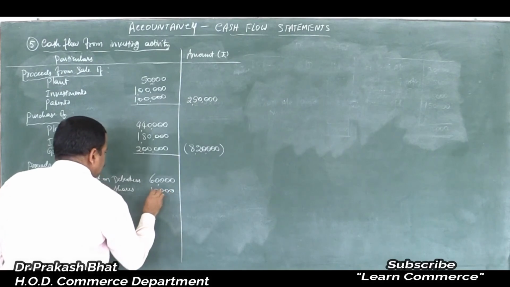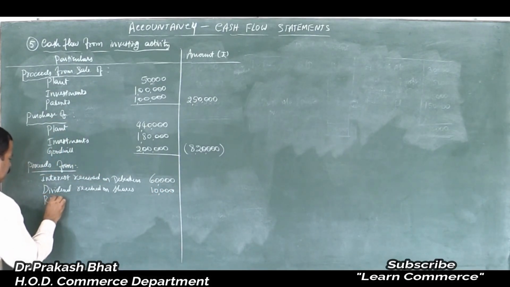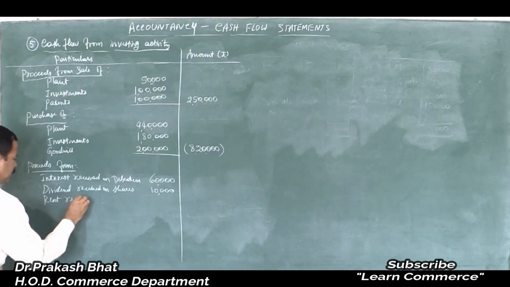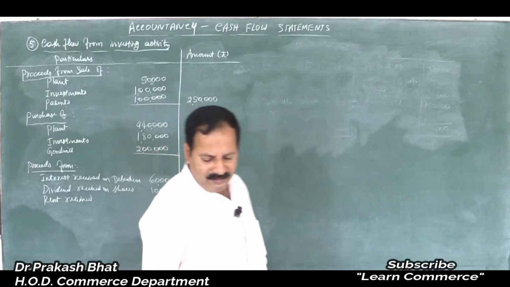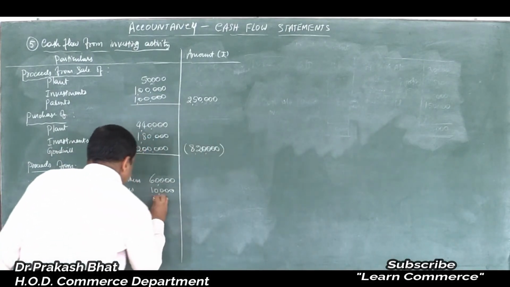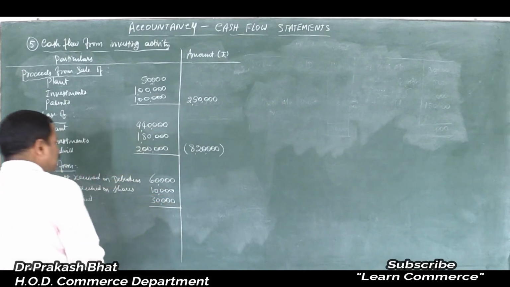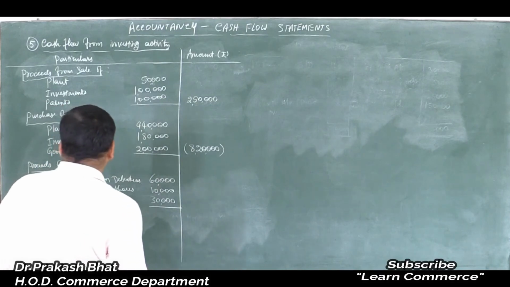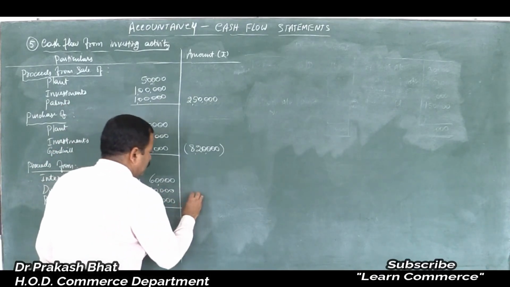Then rent received, isn't it? How much is it? Rent received is 30,000. All these are cash inflows. So write the total without bracket, correct? 1 lakh.